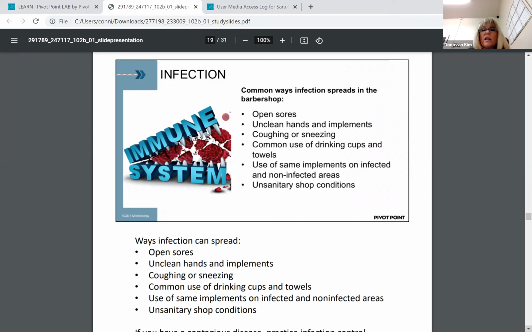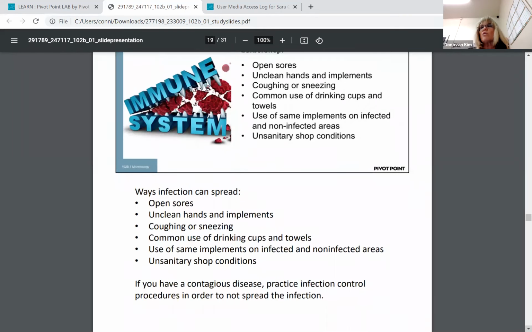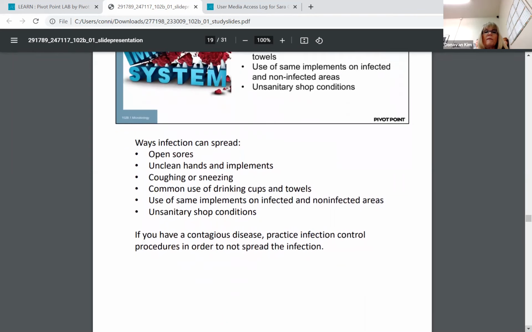In other words, clean your stuff. And then unsanitary shop conditions. Don't clean your station, don't clean your chair, don't clean your drape. It can happen. If you have a contagious disease, practice infection control procedures not to spread it.